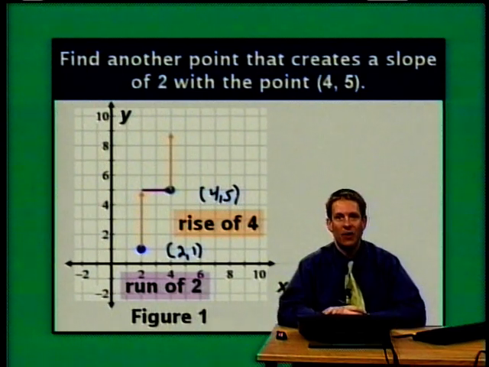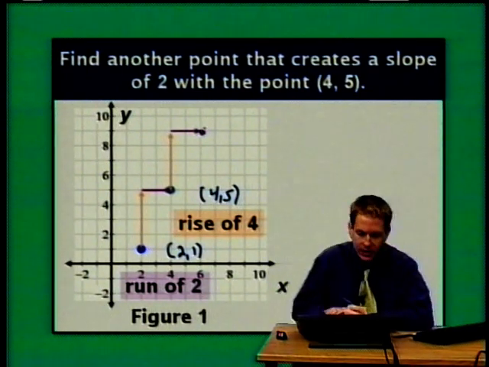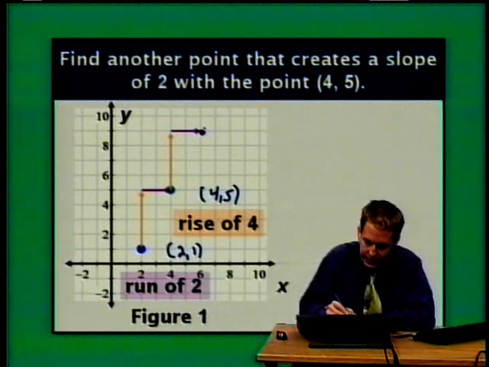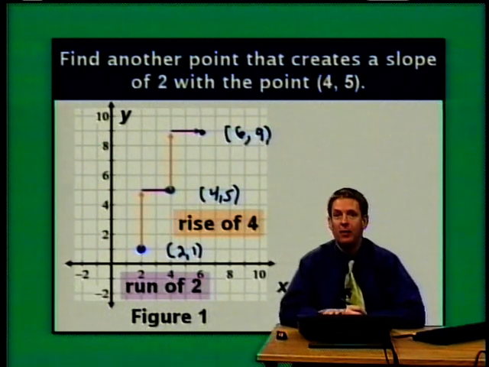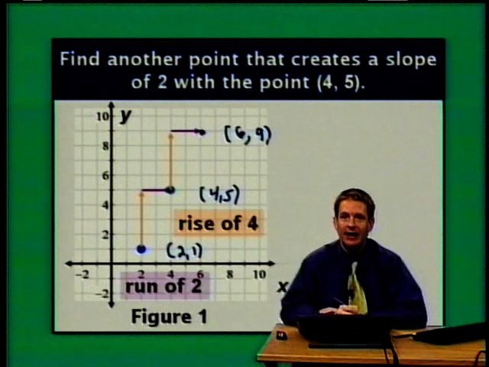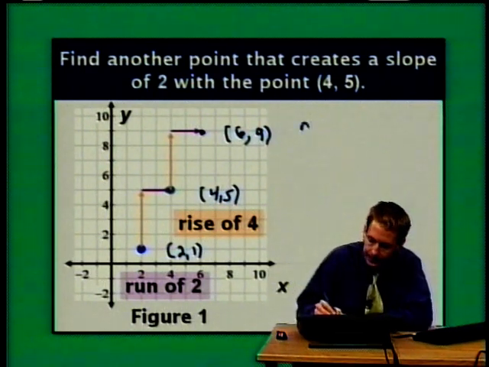Let's rise 4 units, run 2 units. When we do that, we end up at the point (6, 9). So the point (6, 9) must form a slope of 2 with the point (4, 5). Let's verify that with our slope formula.